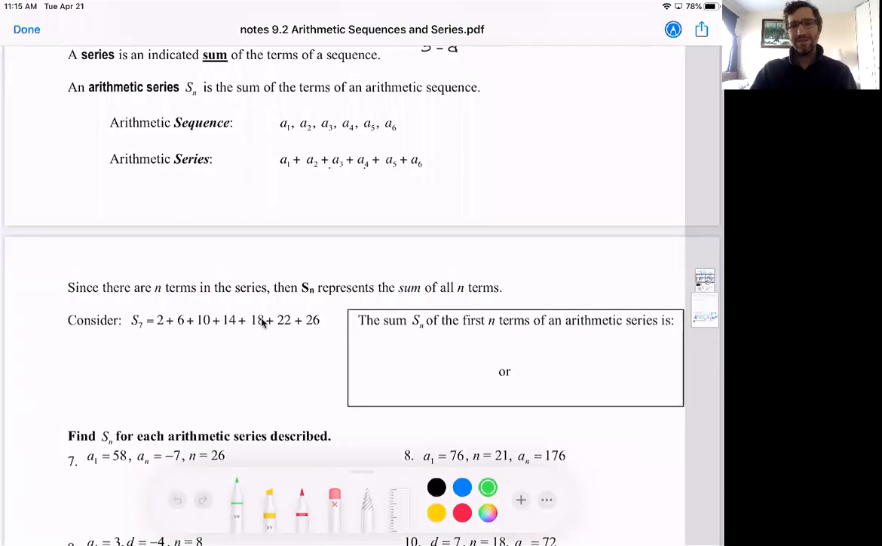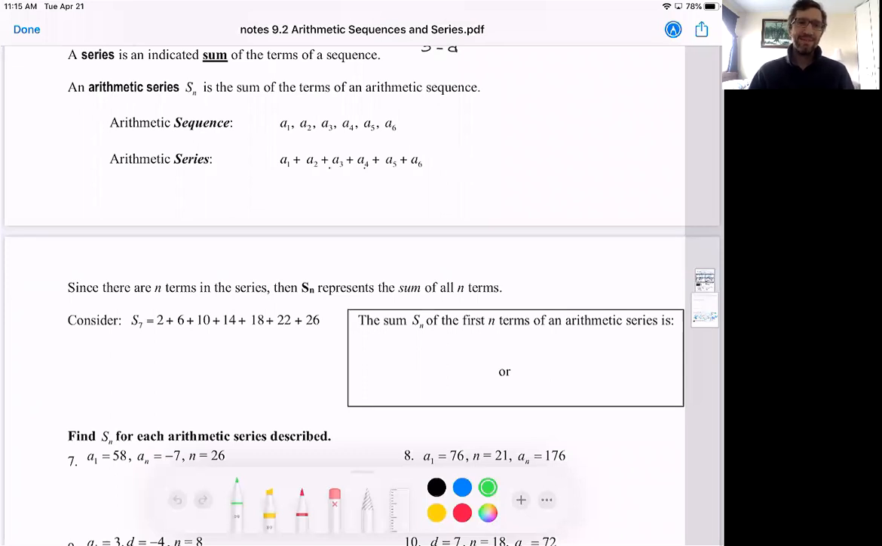Mr. Eicher here, bringing another part of Lesson 9.2 about arithmetic sequences and series. In previous lessons, we talked about arithmetic sequences, and in this lesson, we'll start talking about arithmetic series. So, if you don't have the notes, please have those ready to go. Should look like this is the part that we're on.